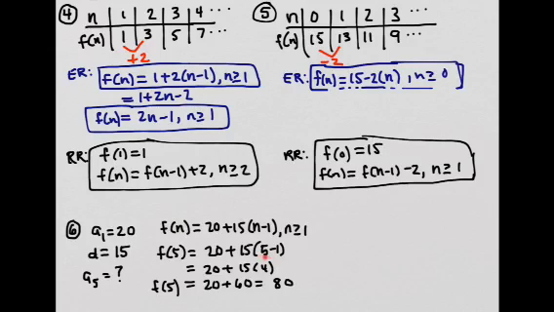So 5 minus 1 is 4. 15 times 4 is 60. 60 plus 20 is 80. So the fifth term in the sequence is 80.